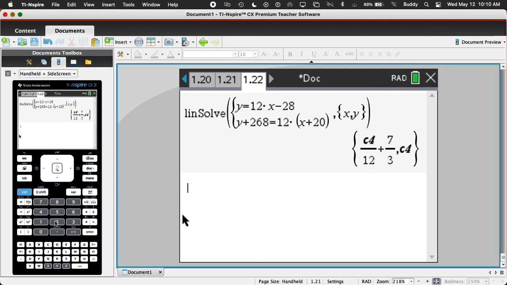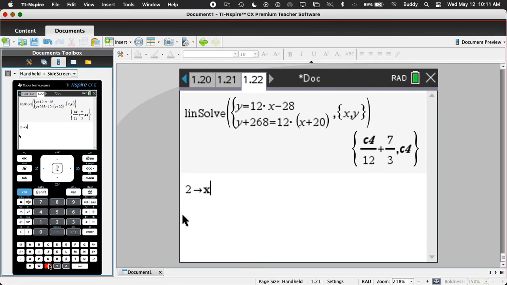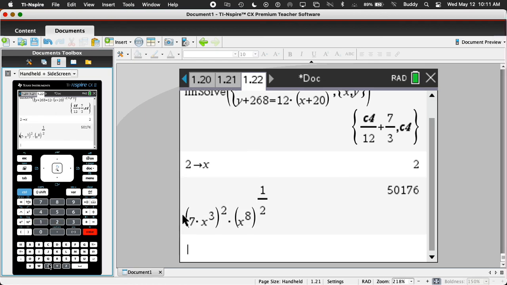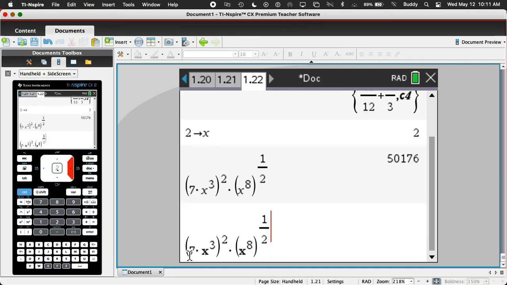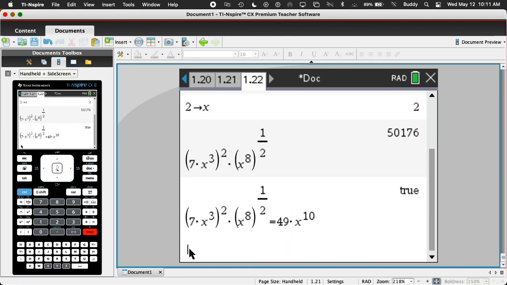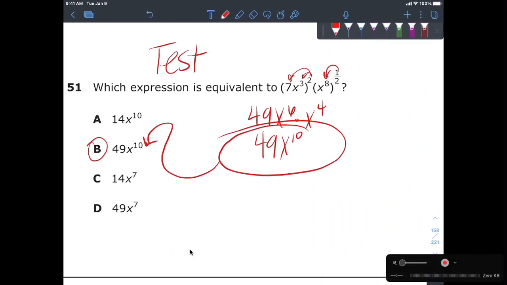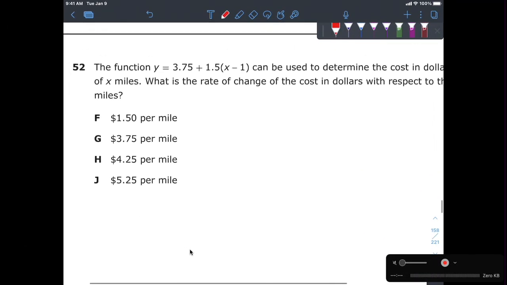So I'm going to head over here. I'm going to store a value of 2 for my variable x. And now I'm going to go ahead and type in the original equation. Sorry, guys. Didn't mean to hit enter. And I'm going to ask it, hey, is this the same thing as 49 times x to the power of 10? And it is. So I got this one correct.